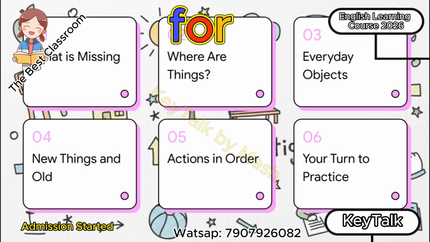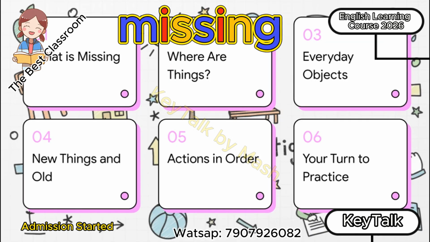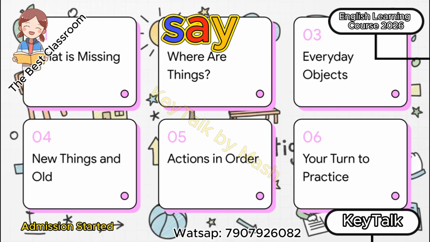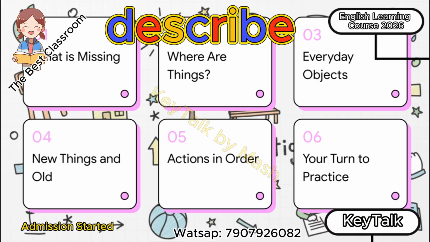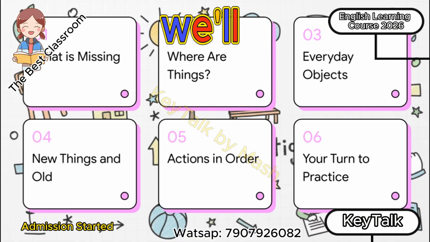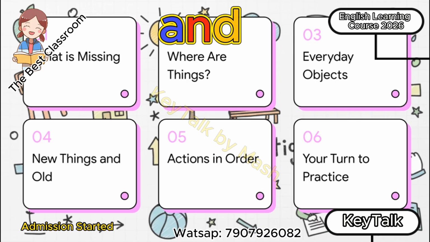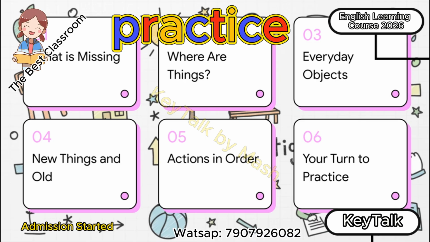Okay, so here's our plan for this lesson. First up, we'll tackle that missing hat. Then, we'll figure out how to say where things are. After that, we'll name some everyday objects, learn to describe them as new or old, and then we'll get into actions and putting them in order. And to wrap it all up, it's going to be your turn to practice.